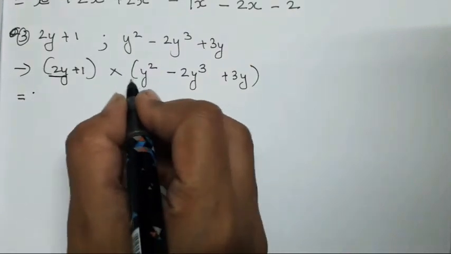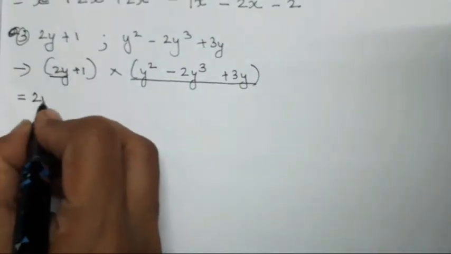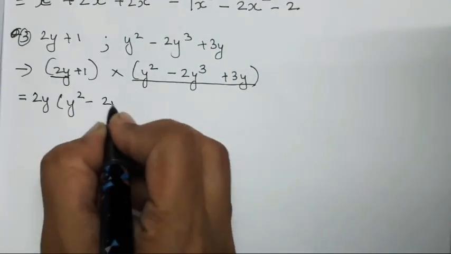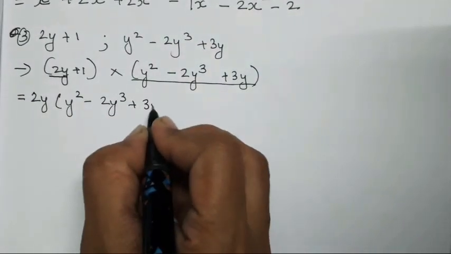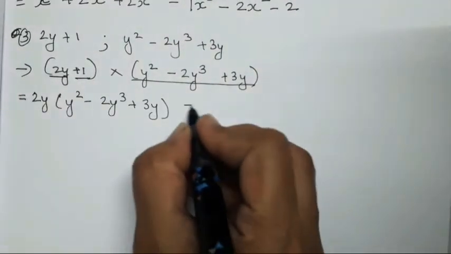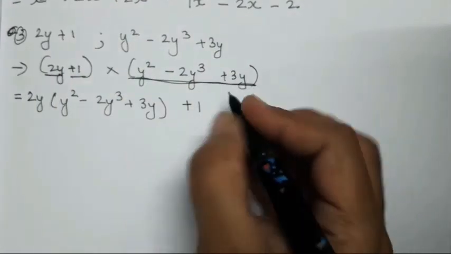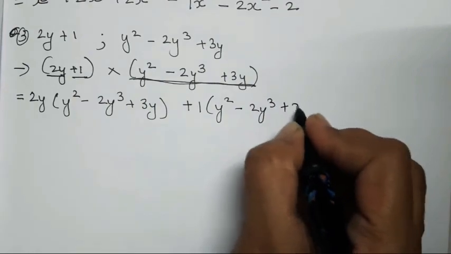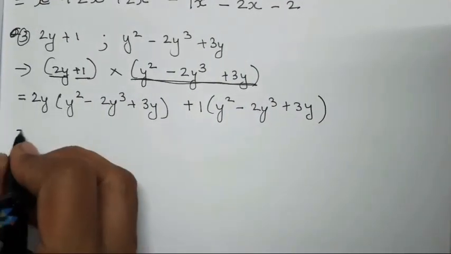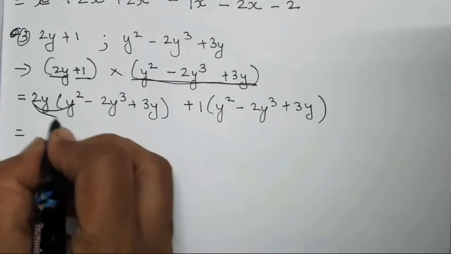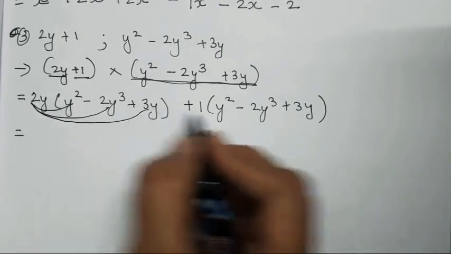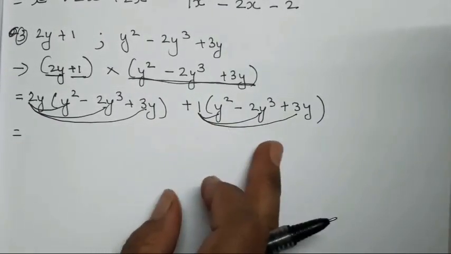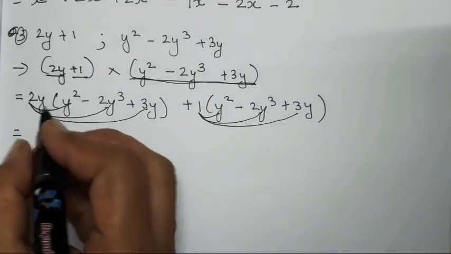So first we will solve this 2y into y square minus 2y cube plus 3y. Okay, then plus 1 and the complete bracket, that is y square minus 2y cube plus 3y. The steps that I have shown you all, do it in the same way, children, so that you will not get confused. This you all can erase, do it with a pencil, and you all can erase it afterwards also.